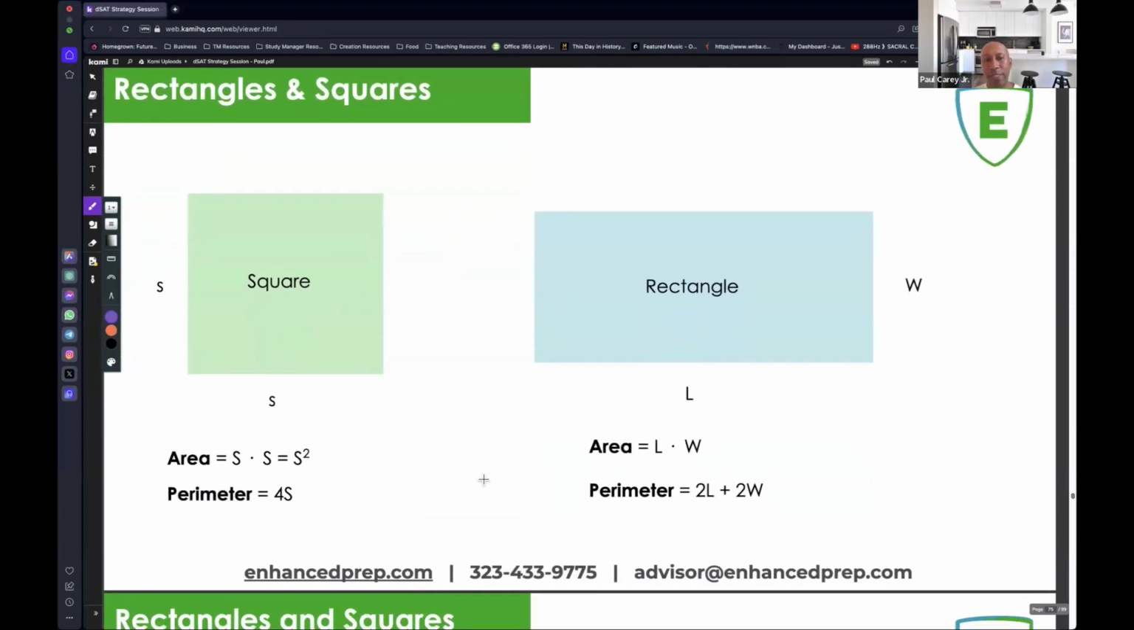Rectangles and squares, you want to make sure that you remember these equations. Perimeter is going to be the amount or the distance around any object. Your area is going to be your length times your width.